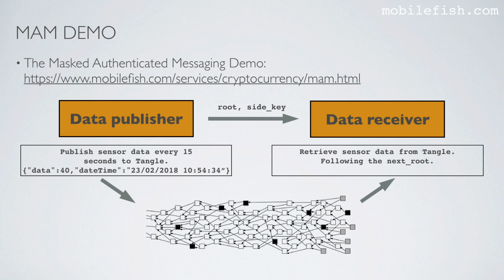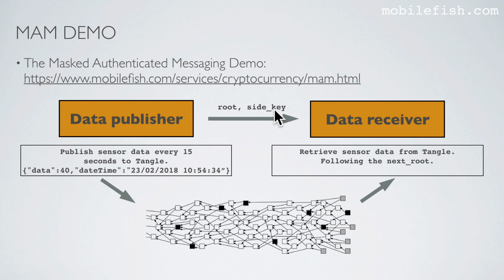The Masked Authenticated Messaging demo works as follows. There are two roles, the data publisher and the data receiver. The data publisher publishes sensor data, for example, every 15 seconds to the Tangle. The sensor data looks like this. The data is a random number between 10 and 99, and the current date time. This data is published on the Tangle. To receive the sensor data from the Tangle, the data receiver needs the root and a side key. The side key is only needed if you select the restricted mode.